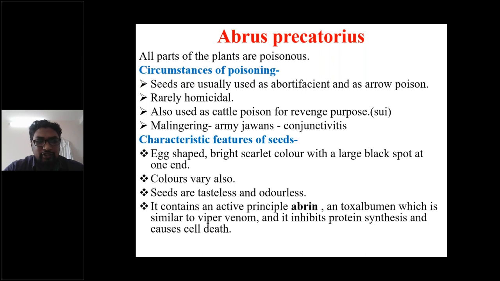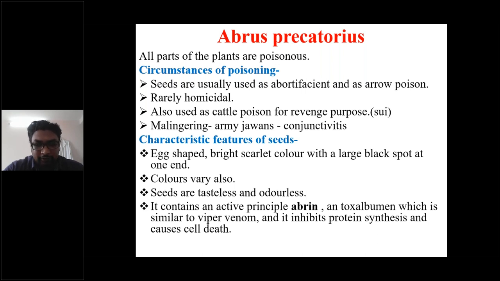What are the characteristic features of seeds? Seeds are egg-shaped. They are bright scarlet color with a large black spot at one end. And the colors vary in brightness also. Seeds are tasteless and odorless. It contains an active principle, very important, abrin. So Abrus precatorius contains an active principle called abrin.